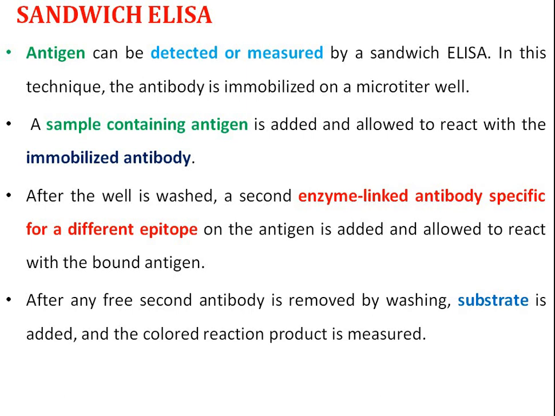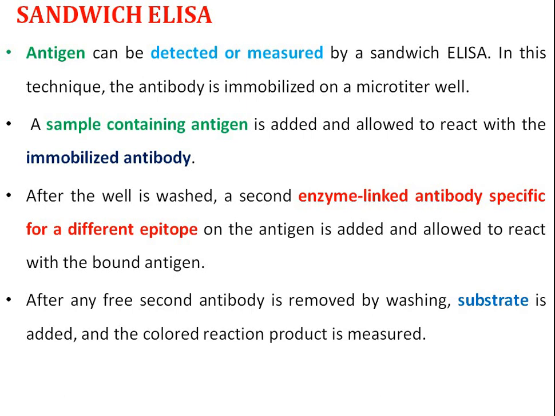Initially they have to prepare one bread. Then after, they have to add stuff, nutritive material. Then again they have to place another bread. So the structure is bread, stuff, again bread. It is the same for this ELISA preparation.